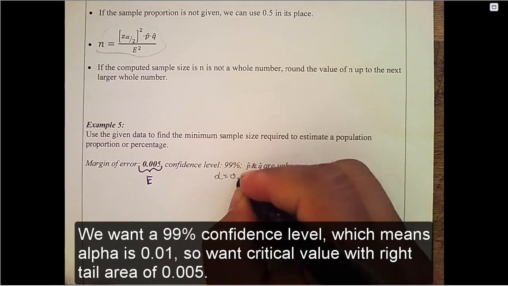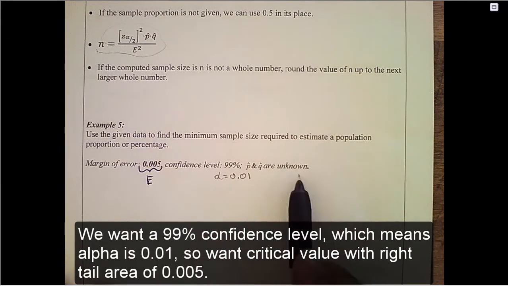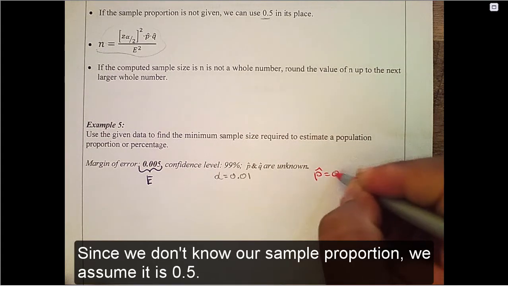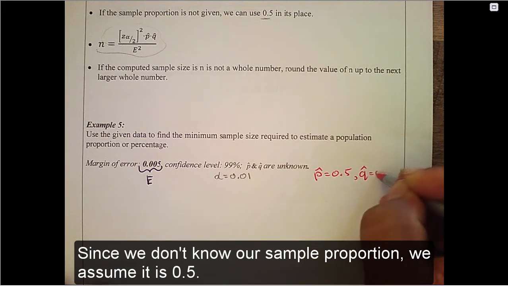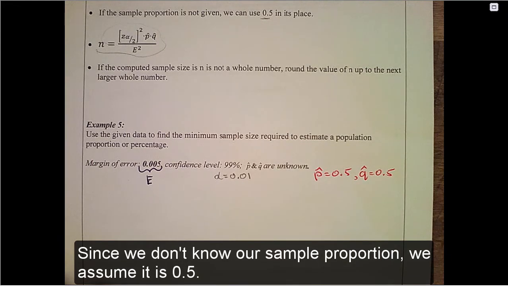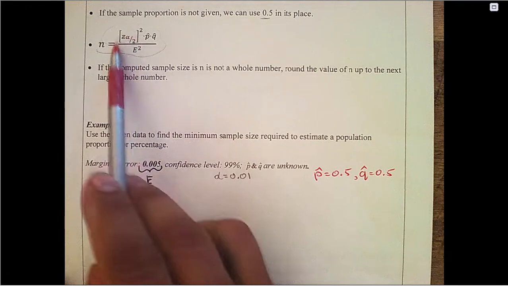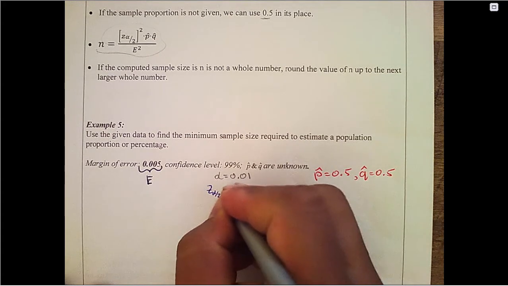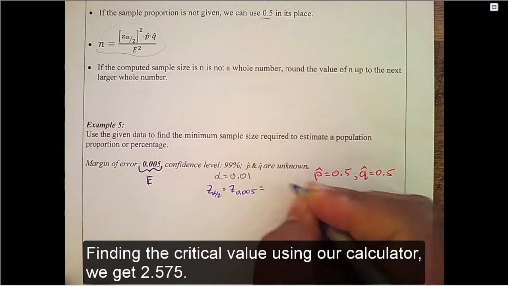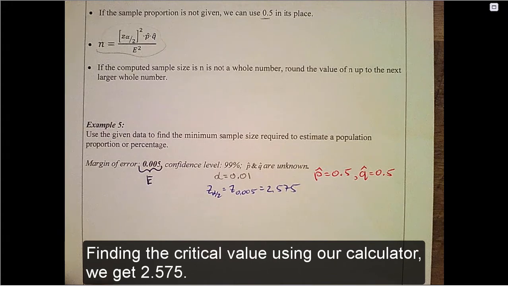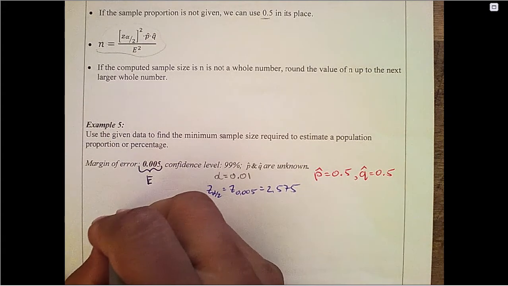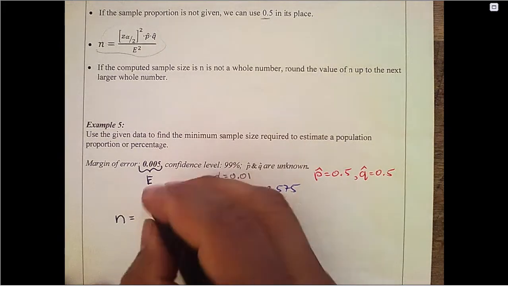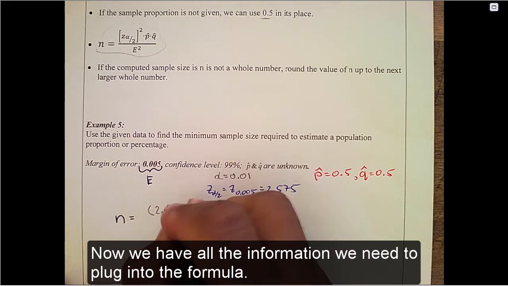We want a 99% confidence level, which means alpha is 0.01. So we want critical value with right tail area of 0.005. Since we don't know our sample proportion, we assume it is 0.5. Finding the critical value using our calculator, we get 2.575. Now we have all the information we need to plug into the formula.